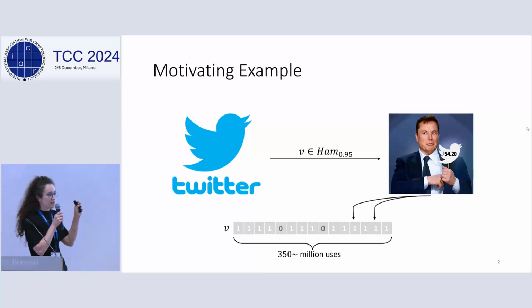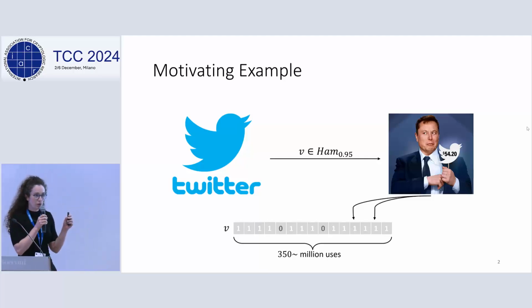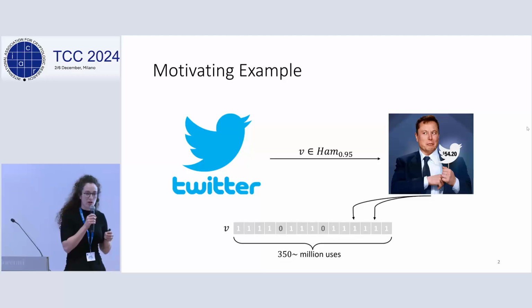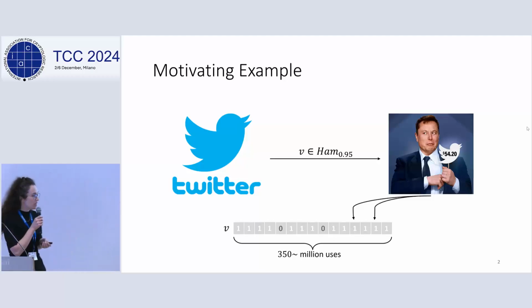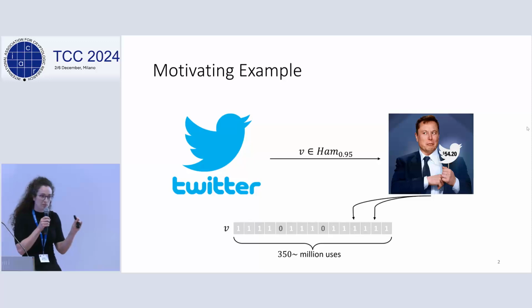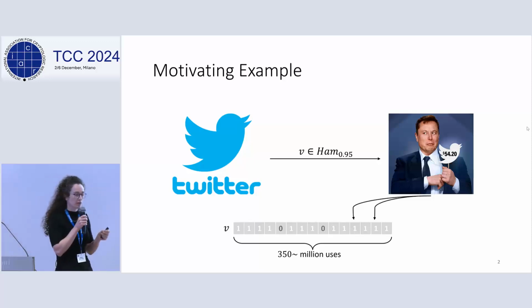So this problem comes down to designing a proof system in which Twitter can prove to Musk that approximately 0.95 of the Hamming weight of the vector is 1, and allowing Musk to verify the proof by querying only a small number of bits, by verifying only a small number of users.